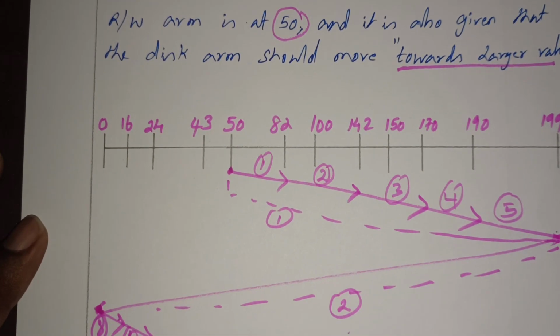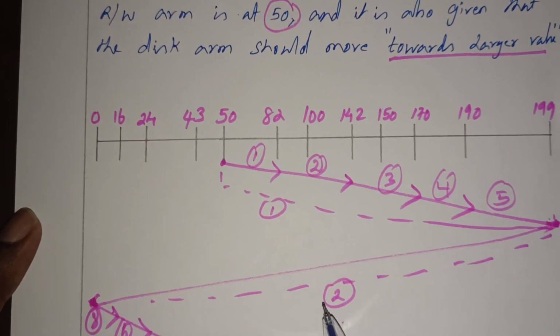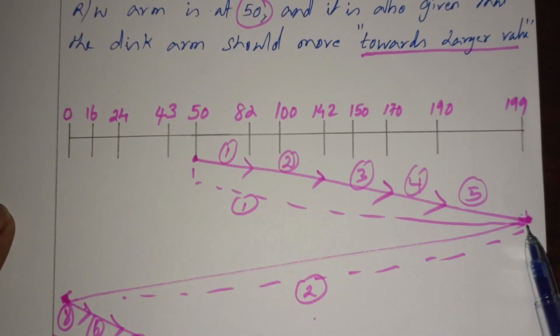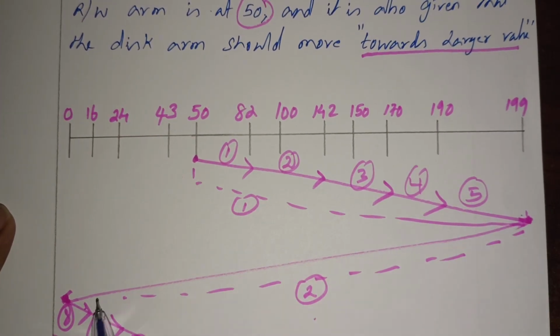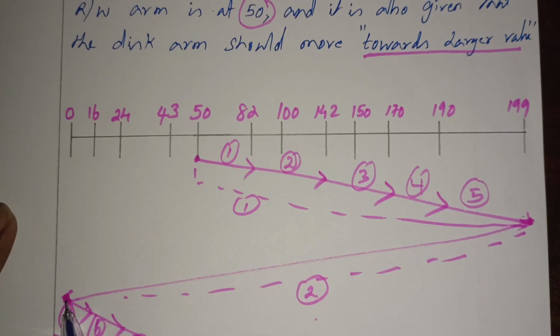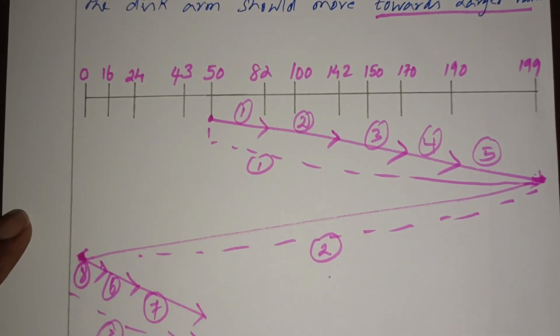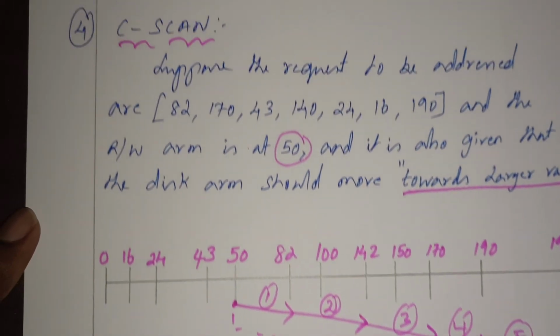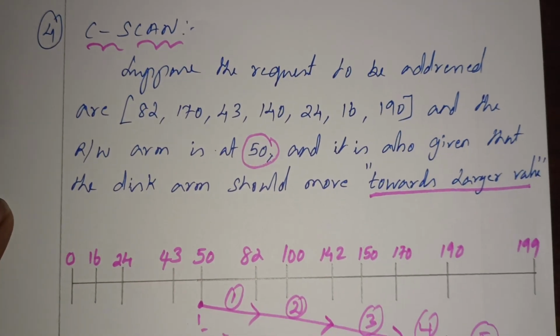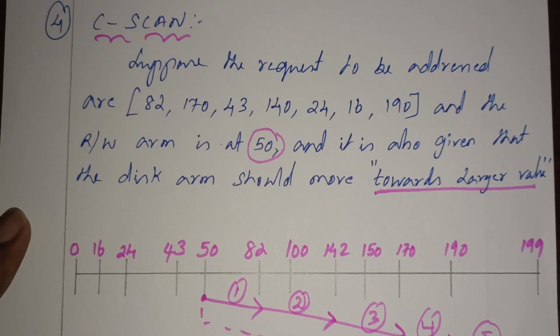So basically the advantage here is that it provides a uniform wait time compared to SCAN. See here, everything has been brought to the end of the disk, again brought to the first position of the disk, and again it ends at the last request. So here we have a more uniform wait time compared to the previous algorithm, that is SCAN, right? So I hope you understand this lecture. This is all about C-SCAN.